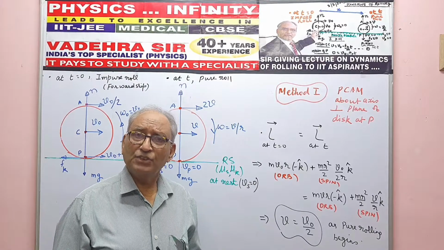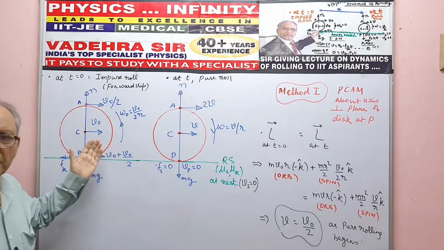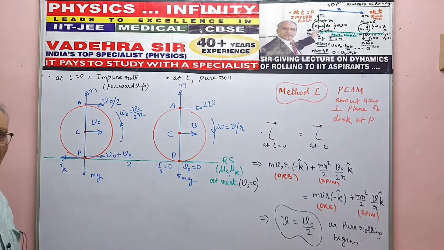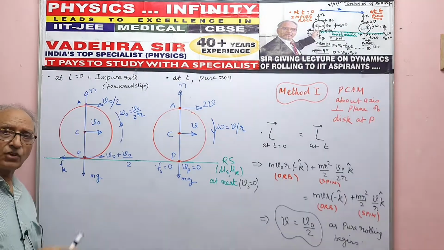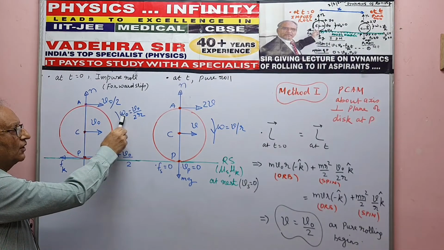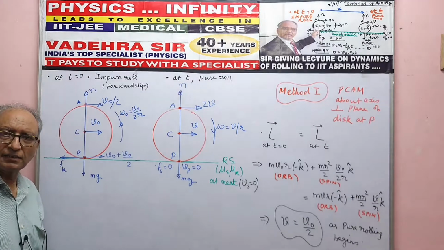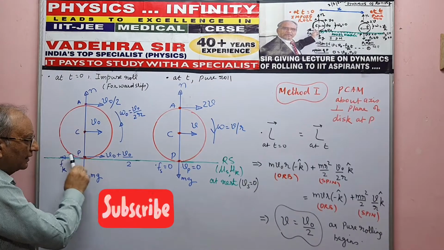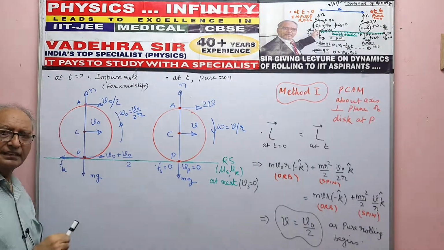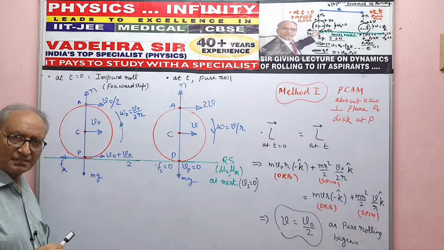I create a new situation where there is a uniform disk of mass m and radius r, and it is spun anti-clockwise with an angular velocity omega naught equal to v naught by 2r, and at t equal to 0 it is given a translational velocity v naught. So v naught is the velocity of the center of mass.